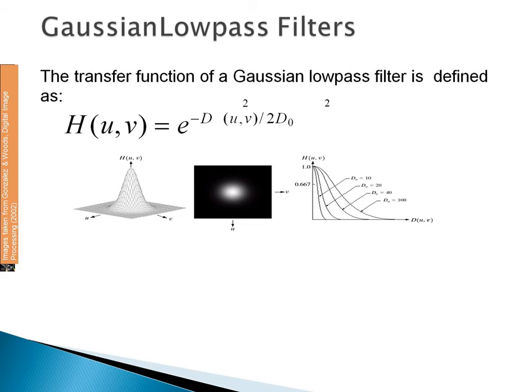Now we see what a Gaussian low pass filter is. The Gaussian low pass filter in two dimensions is given over here: H of u,v depends upon D of u,v, which is the distance from the center of the frequency rectangle.